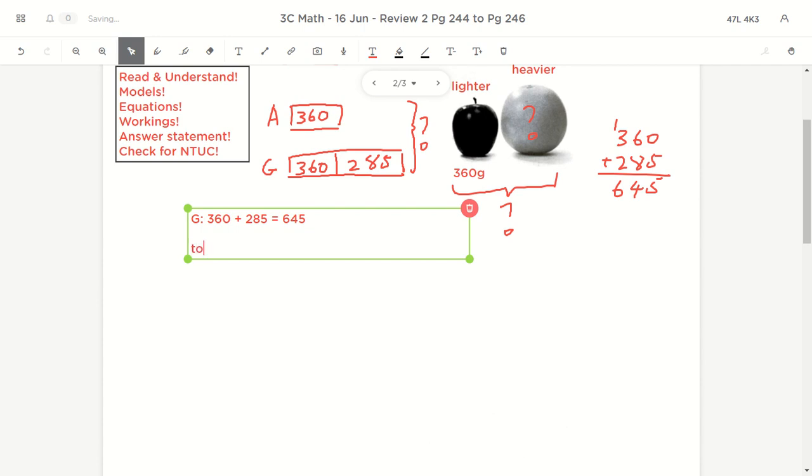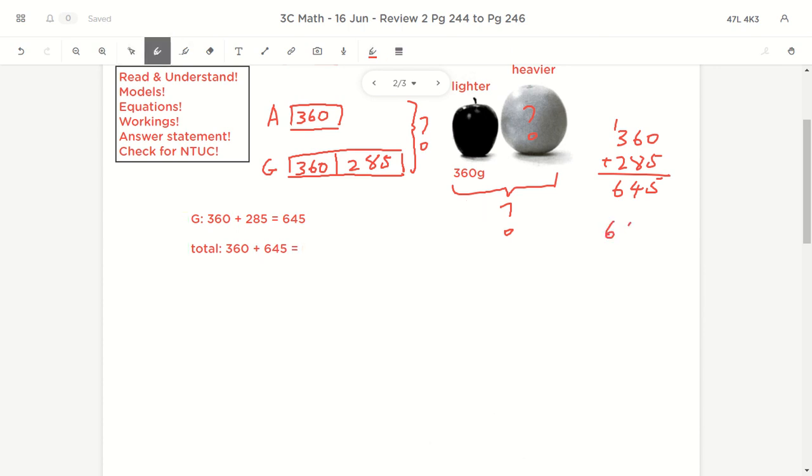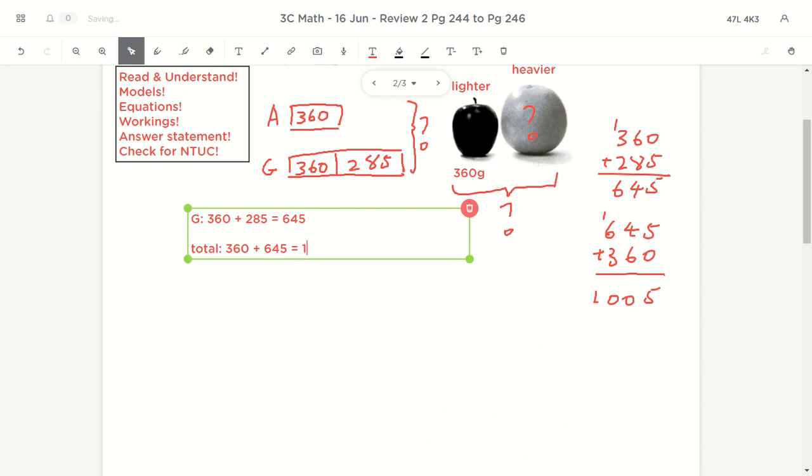So now you want to find the total. Total is very simple. Add the apple and the grapefruit together. So let's use apple, which is 360. Add the grapefruit, which is 645. Okay, let's work it out. So you have 645 plus 360. So 5, this is 10. We group. This is 7 plus 3 is 10 again. So the answer you will get is 1005 grams. Okay, so this is the total.